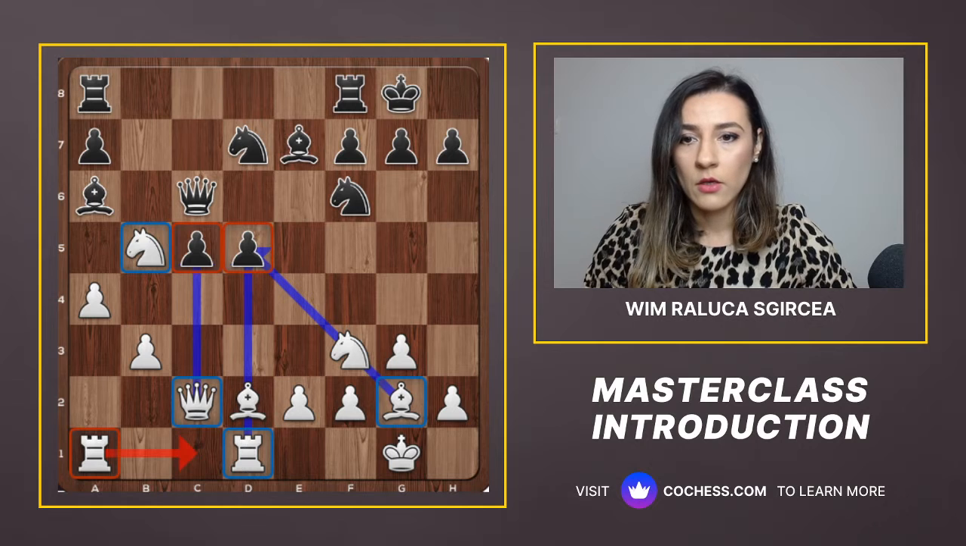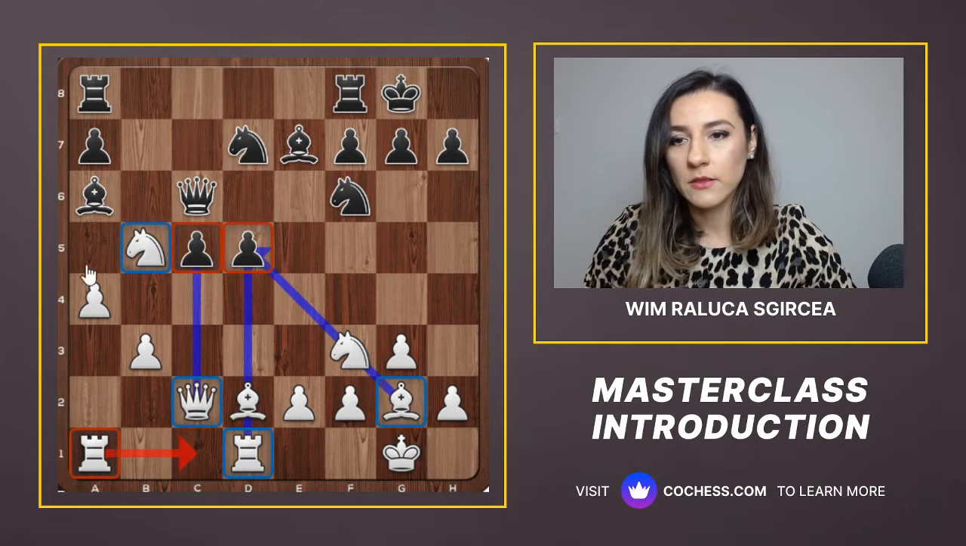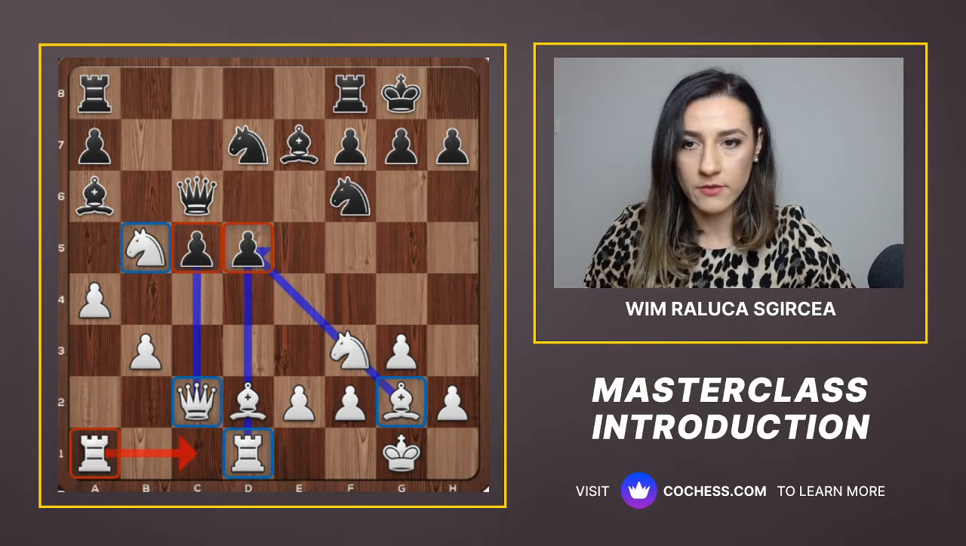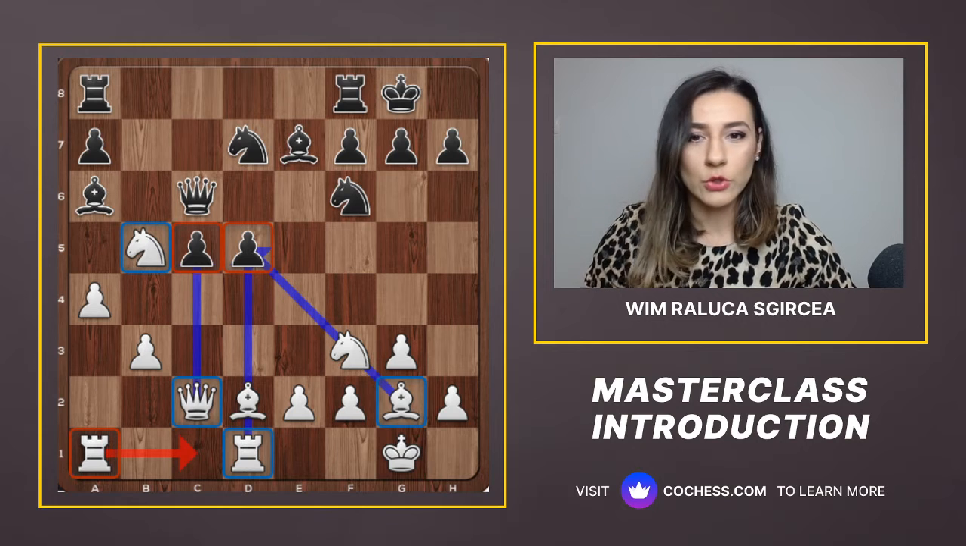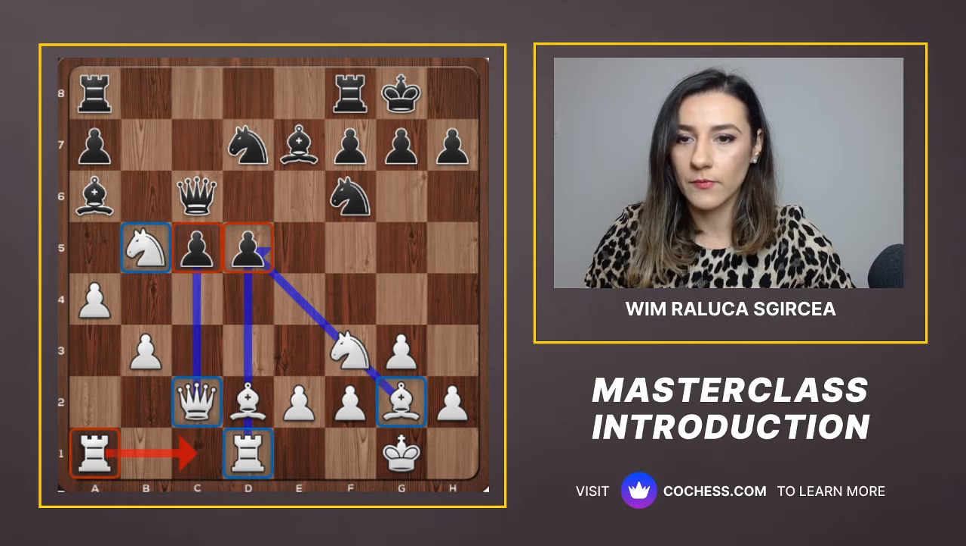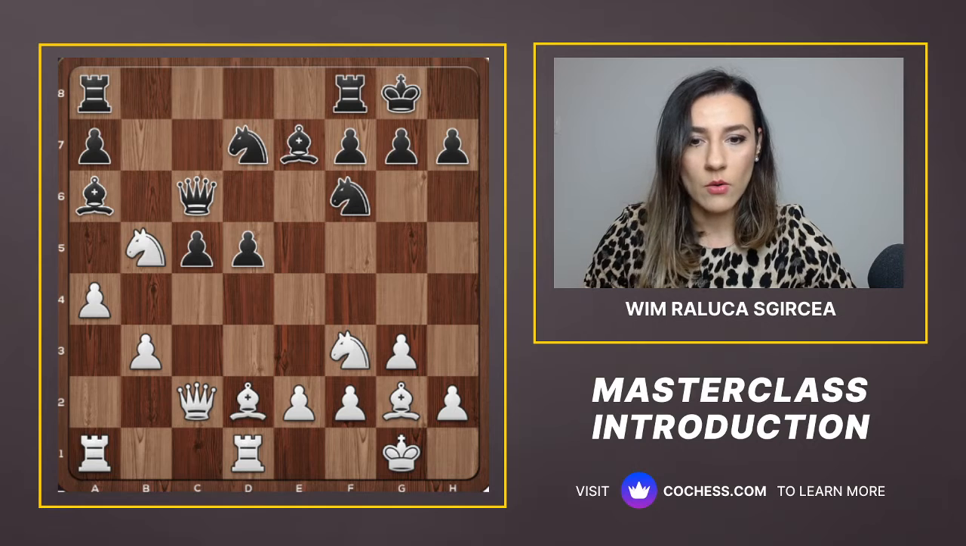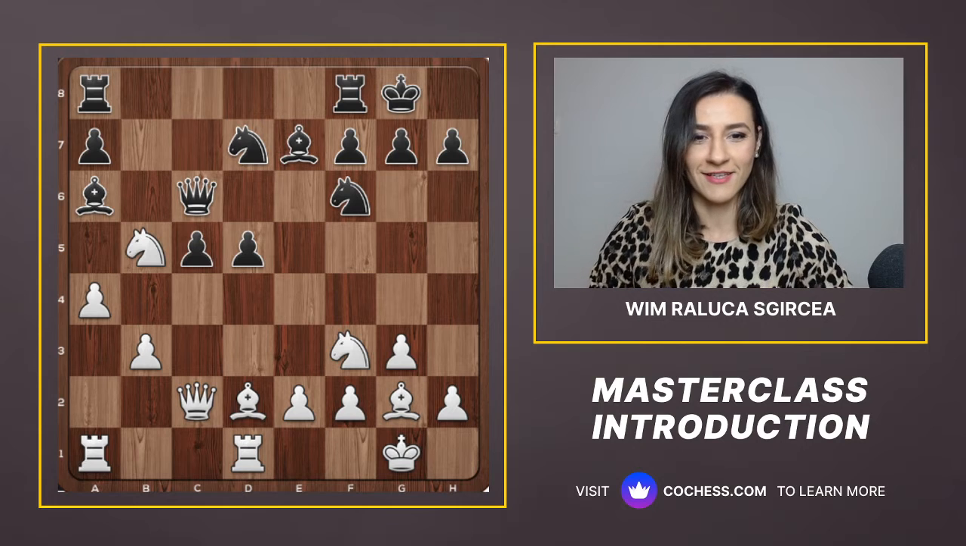Rook c1 could be one of the ideas. But since we have a knight on b5 and black is threatening to take it, well, this rook on a1 is waiting for the a file to get open. So that could be an idea for the rook. So how could we play here with white? We have this nice position. Let's see. What would you guys play here?